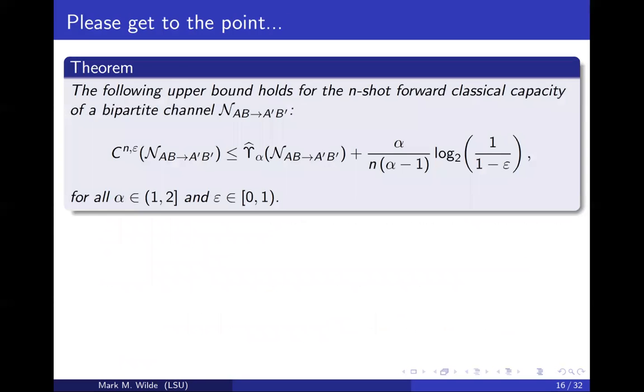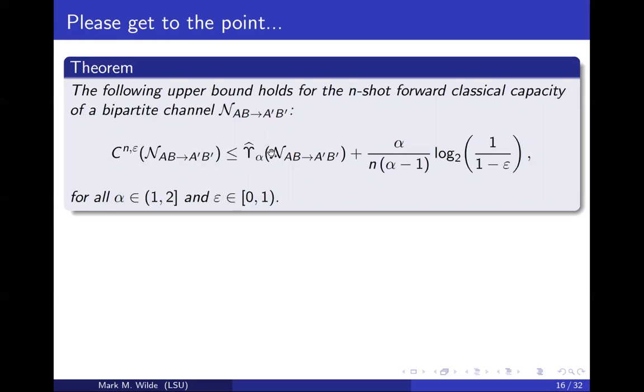So let's get to the point. What is one of the main results that we have? It's this statement here. We talked about the n-shot forward classical capacity of a bipartite channel. This is the kind of bound we can give. It's a finite length bound. It applies to finite n, finite epsilon. And so it should be useful for more practical applications, non-asymptotic quantum information.